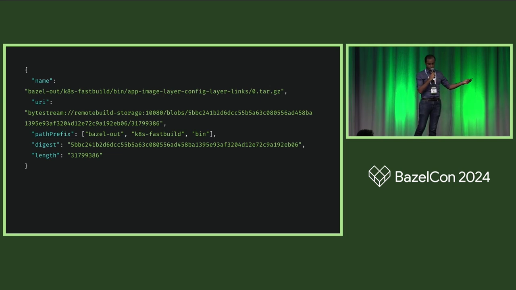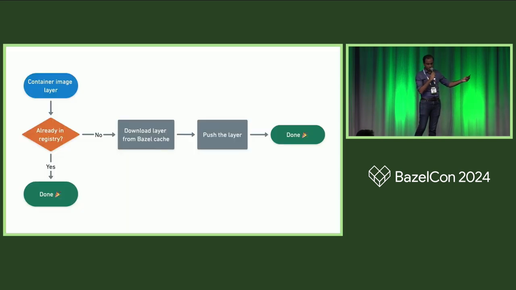Has a URI in there. We can use that URI. So now we've got all the pieces we need. For each layer, we check the container registry whether the layer's already been uploaded. If it's new, we download the blob from the Bazel cache, and we upload to the container registry. Since we have all those checksums in those little JSON files we talked about, we don't need to download it unless we're actually about to upload it to the container registry.